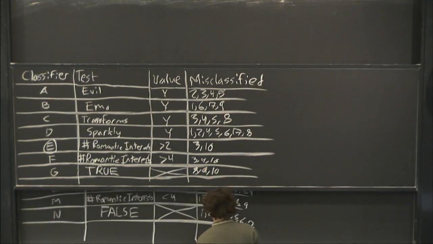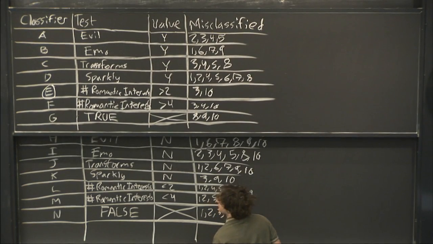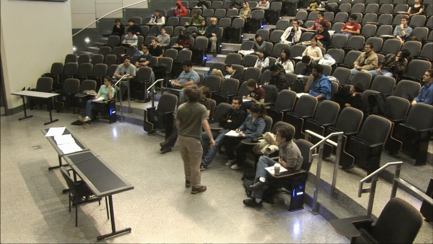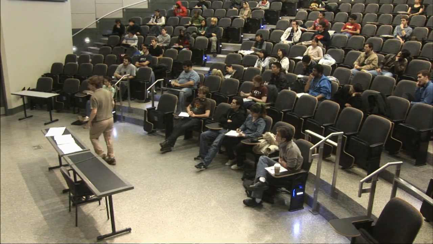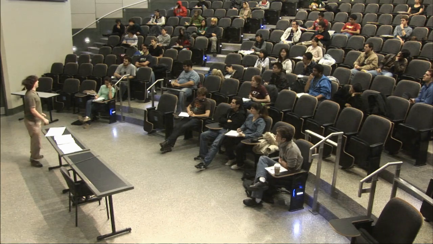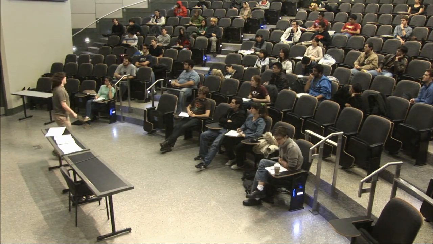E, it only gets 3 and 10 wrong. That's amazing. It's like the best classifier of all. Okay, so give me another one that you might ever want to use. F, let's see. F is great. It only gets 3 wrong. Do people agree that you would ever want to use F? Everyone's saying no. Why not?